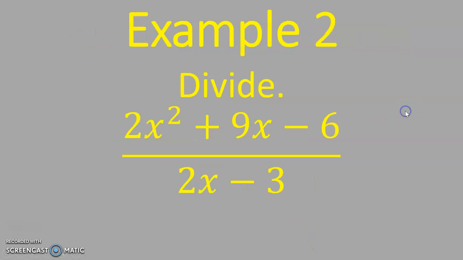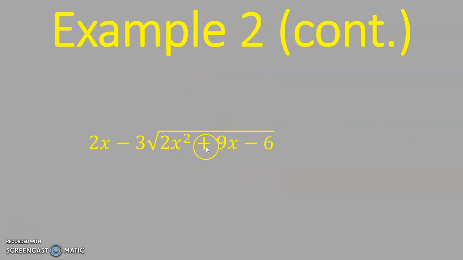So for example, second example, notice that we've got this in a different format. Now it's showing like a fraction, but it's still the same thing. So we're going to divide it in this format. Okay, so again, divide 2x squared divided by 2x. That's just x. Now there's more stuff here we'll talk about in a minute.